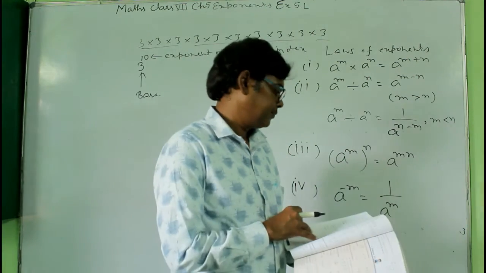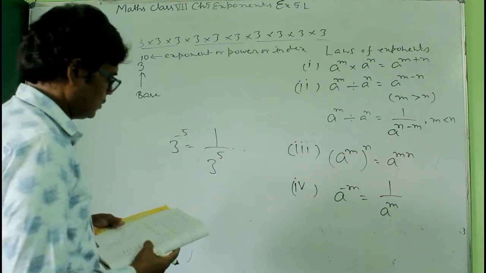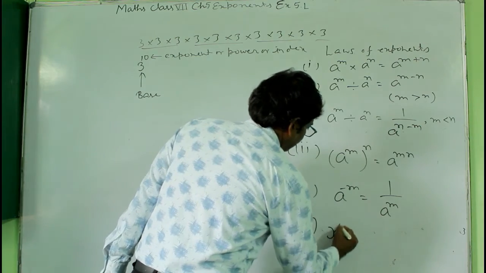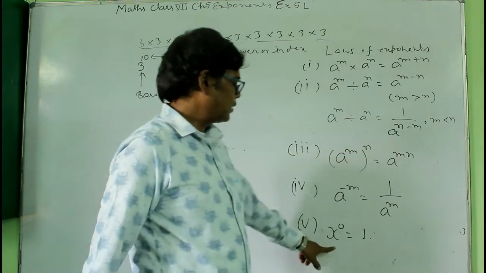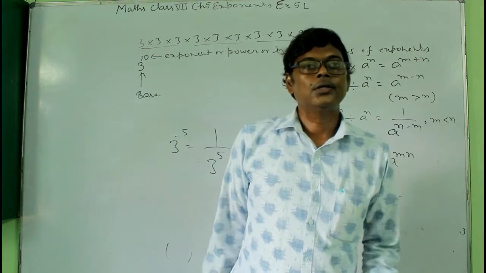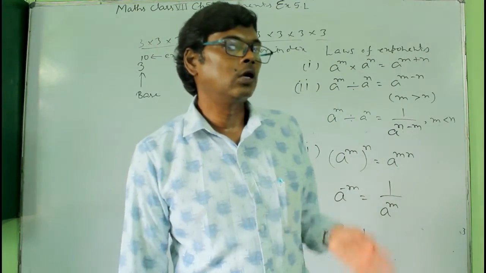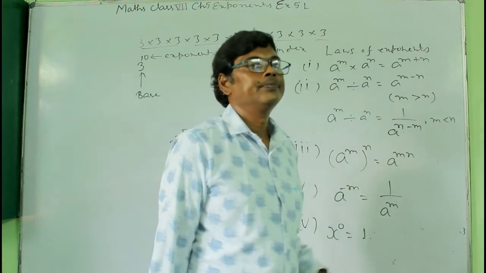And then you have other laws here. Number 5: x to the power 0 equal to 1. Here x is any non-zero rational number. Okay, here it should be non-zero. Non-zero means it should not be 0. If it is 0, then 0 to the power 0 will not be 1. Okay, remember this.